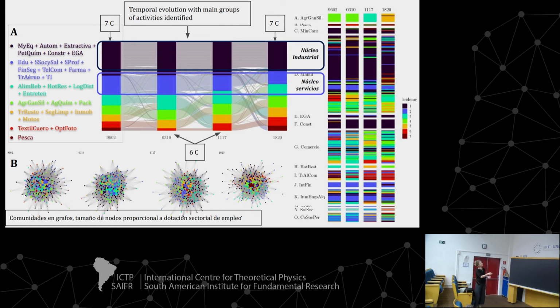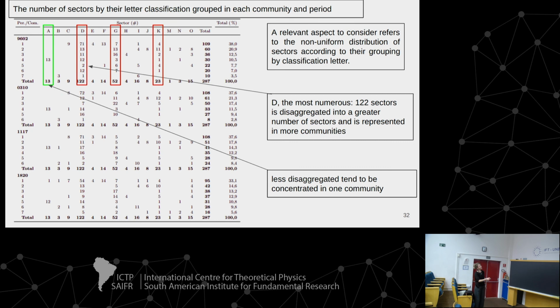So let's see what is inside here, okay? I go there and I see that I have 7 communities inside the nuclear, which is industrial.